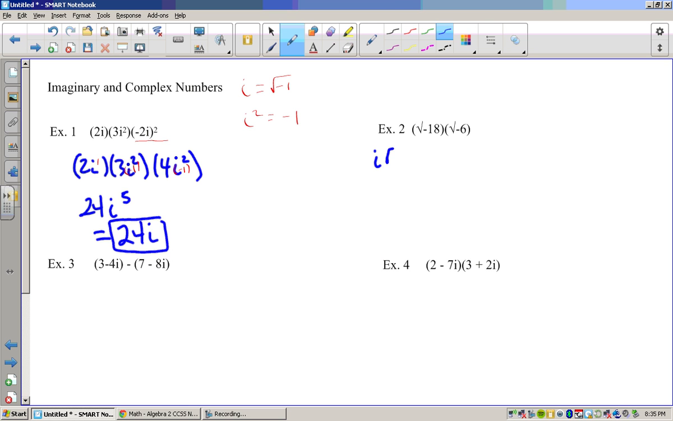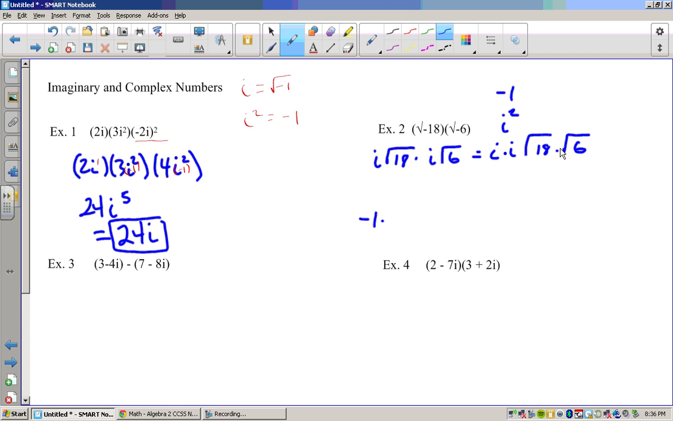So I at the square root of 18 times, here I have the negative i and the square root of 6. Okay, so that's my first piece. Well, I can even rewrite this a little differently. I can write that as i times 18 times the square root of 6. All right, well, I can keep going from there. Well, i times i is i squared, and i squared is -1. So my final answer over here, I have a -1 out front.